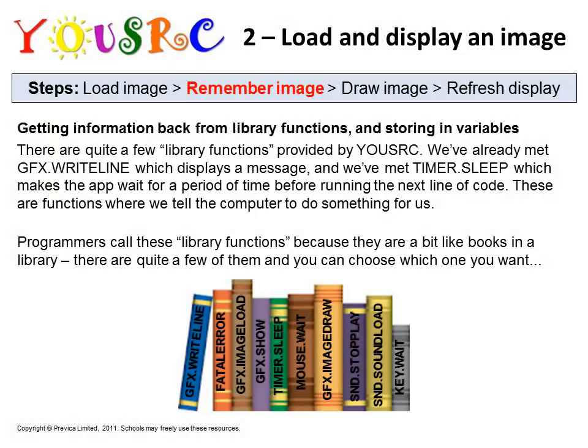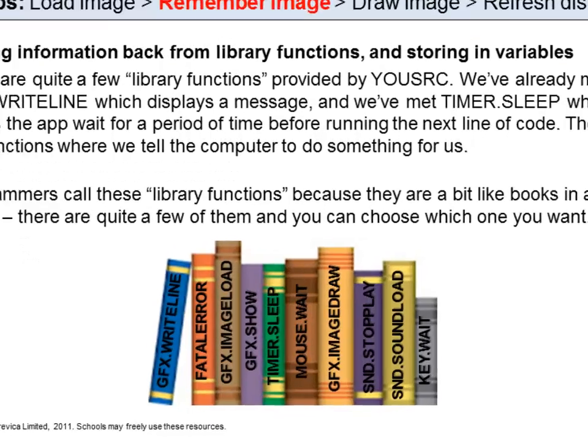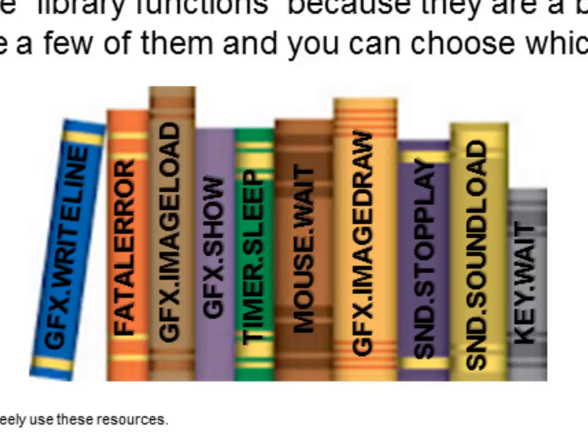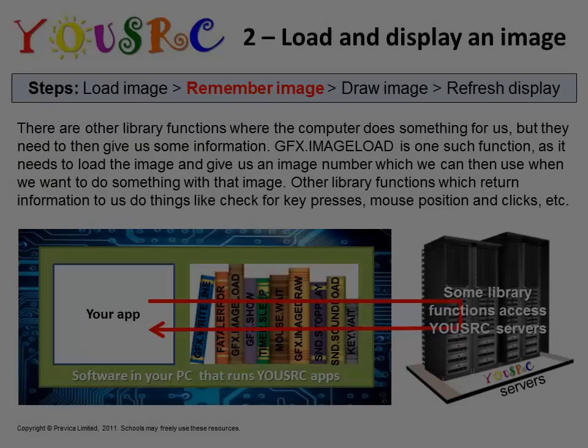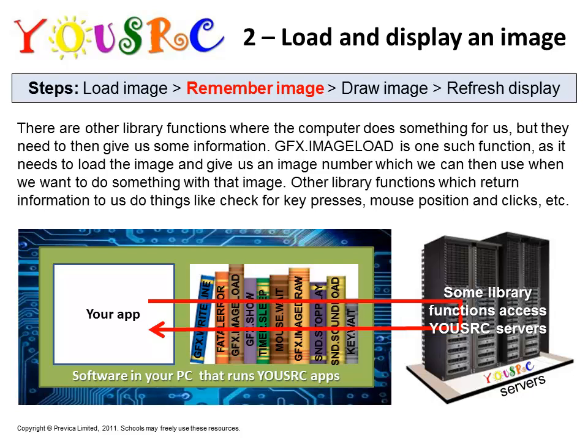Let's take a closer look at library functions. We've already met library functions when we used gfx.writeLine and timer.sleep in the first lesson, and now gfx.imageLoad in this lesson. These do powerful things for us to keep our code simple. They are named library functions because it's a bit like a library, but instead of lots of books to choose from, you have lots of functions to choose from, depending on what you are trying to do. Some library functions do something simple for us on the computer, like timer.sleep, which stops your app for a period of time. Other library functions change something about the app, such as gfx.writeLine, which displays text on the screen.